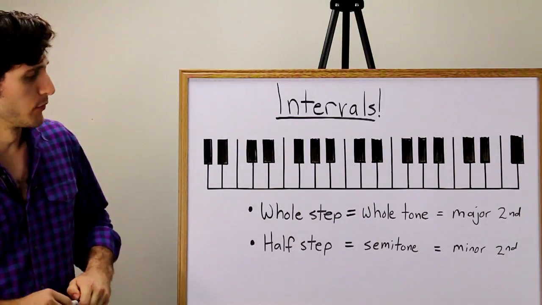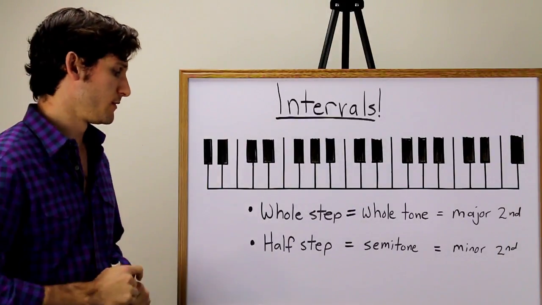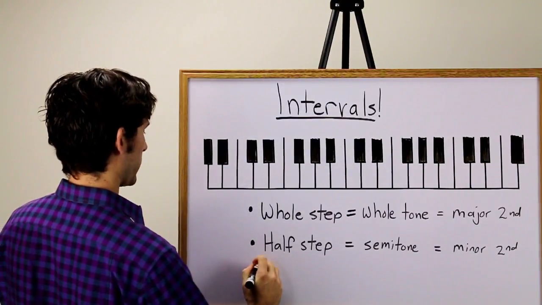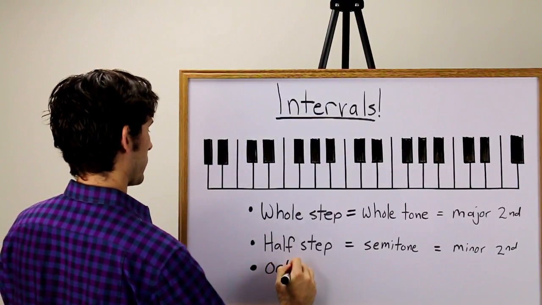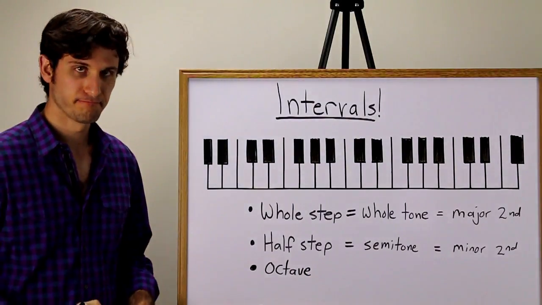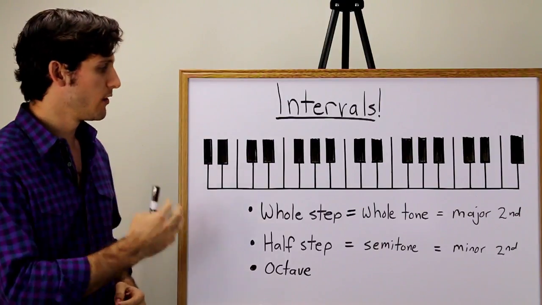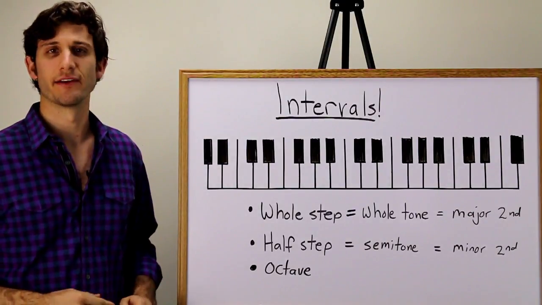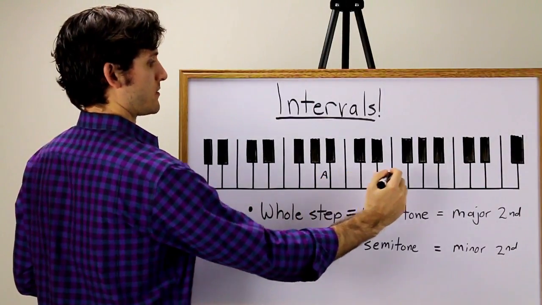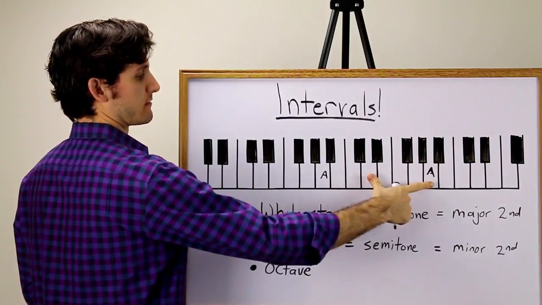We'll take a brief interlude and go to the opposite end of the spectrum, and talk about a bigger interval called an octave, spelled like this. An octave. An octave is the distance between any note and the next note of the same letter name. So for example, from this A to this next A, that is an octave.